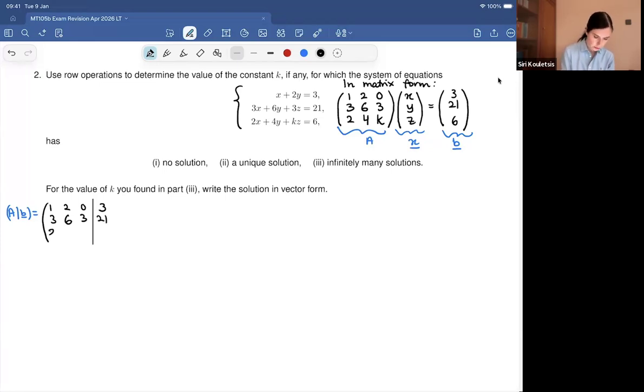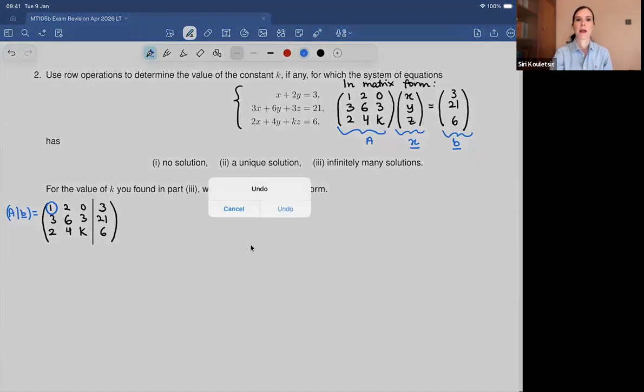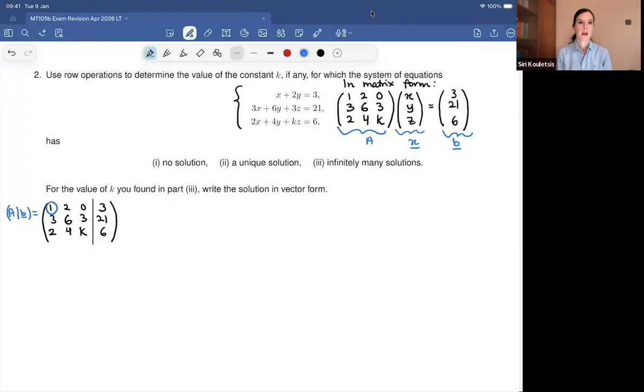Just take care to transfer all the numbers correctly, like this. And so we want to analyze this system here. And that means that we want to aim for echelon form. Now we see here that we already have a so-called leading one in the first row here. And so what we want to do now is create zeros below that leading one. And that's what determines my choice of row operations.